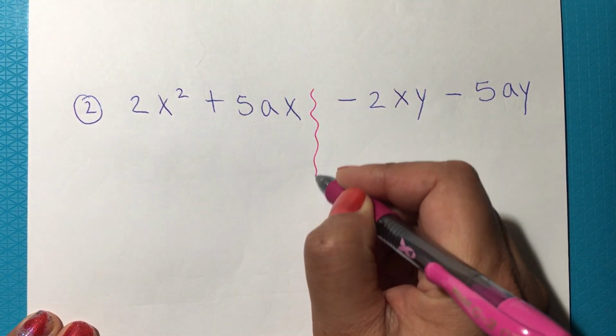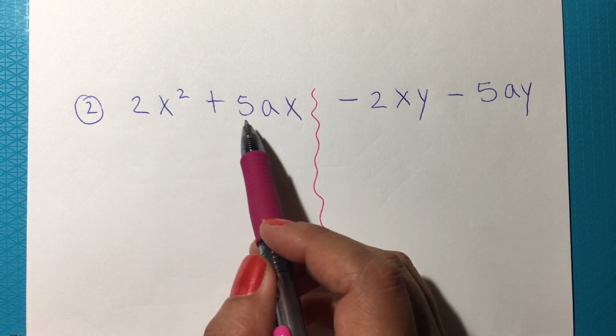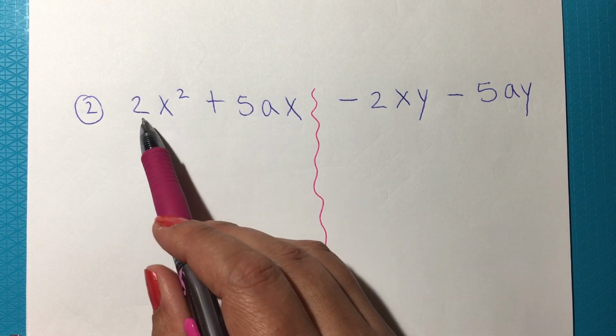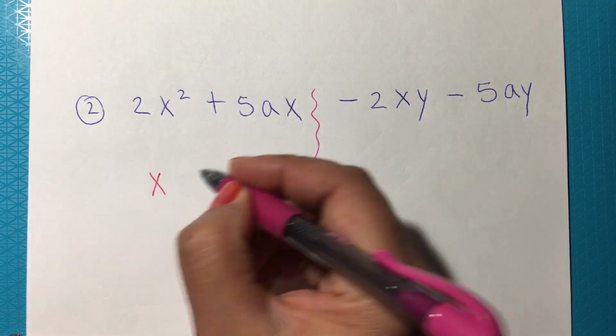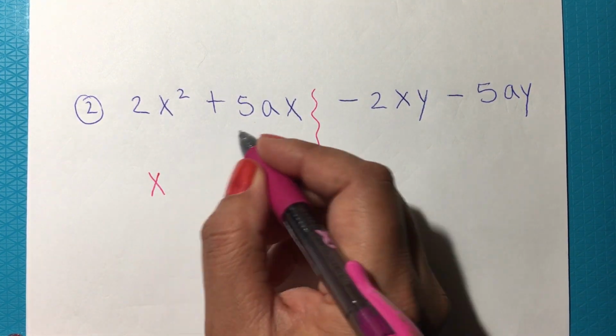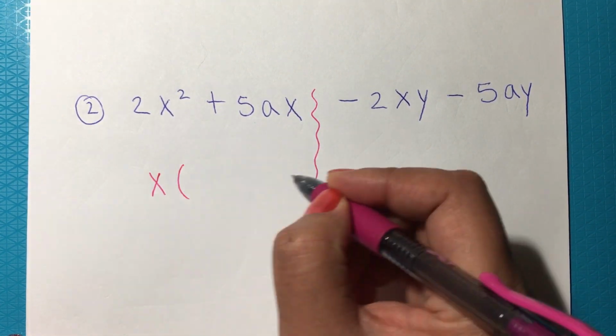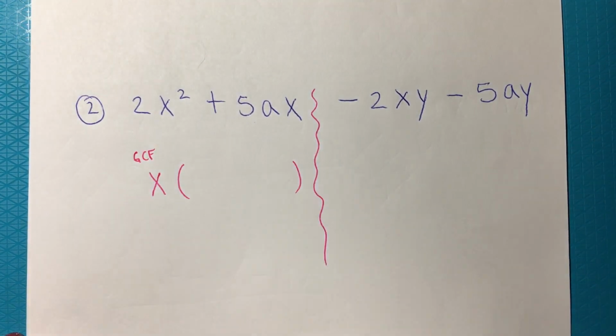And so we're going to be grouping this. And so I noticed that for the numbers, we can have a number that goes into both 2 and 5. For x, we only have with the smallest exponent, so it's x. And for a, we only have it in this one, so we cannot include it in the greatest common factor. Okay, so that's my first greatest common factor.